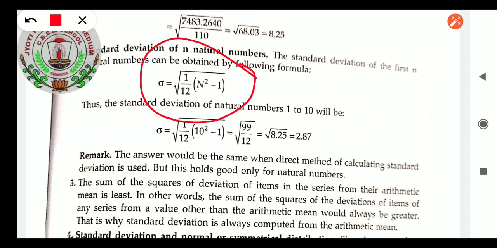For example, if we have to take 10 natural numbers, then n equals 10. So 10 squared minus 1, we get 100 minus 1, which is 99, divided by 12, and we take the square root. So this is one of the mathematical properties of standard deviation. Now we will proceed to the next.